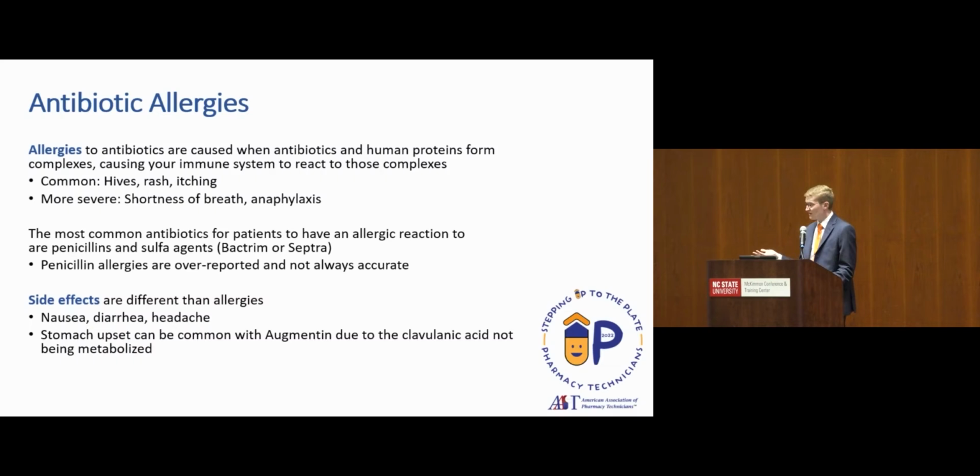The most common antibiotics that cause allergies are going to be penicillin, amoxicillin, Augmentin, nafcillin, etc. And then sulfa antibiotics as well, our Septra and our Bactrim, very common antibiotics that cause allergic reactions. But we can also have some nausea, diarrhea, headache, other side effects that are different than allergies. They're not true allergies. They're more intolerances to antibiotics or undesired consequences of antibiotics.